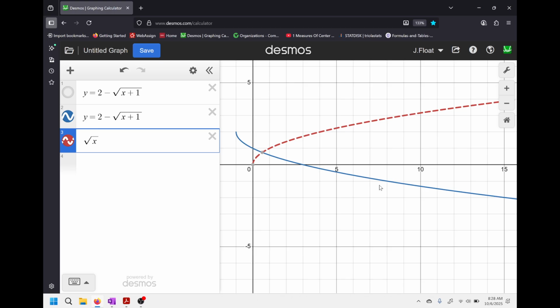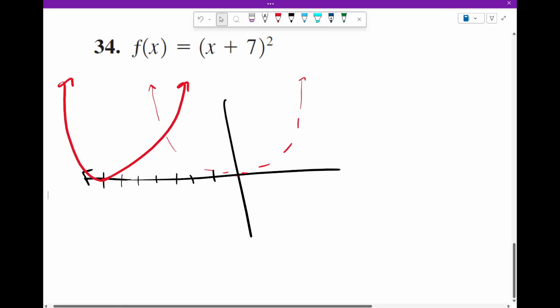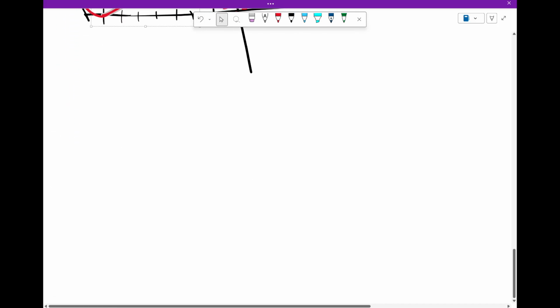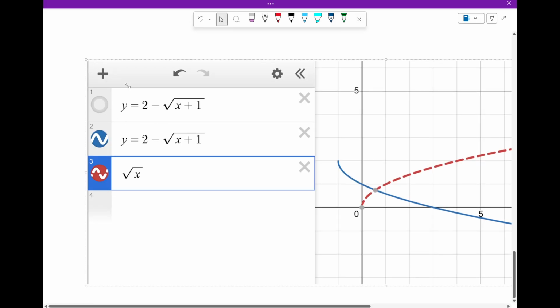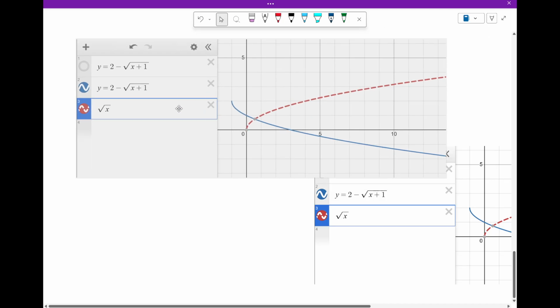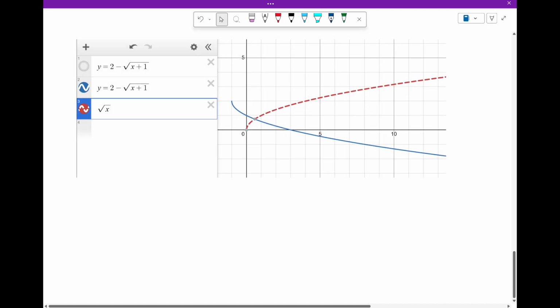So on a test, this is something I would want to see right here. It's just maybe identify the parent function, and then from there, go ahead and show the graph. Now, sometimes this can get a little bit more complicated. Sorry about that. There we go. What do I mean by this can get a little more complicated?